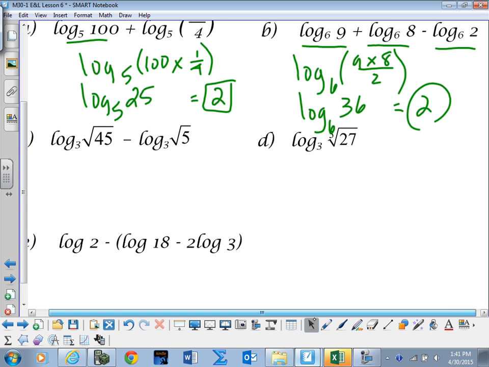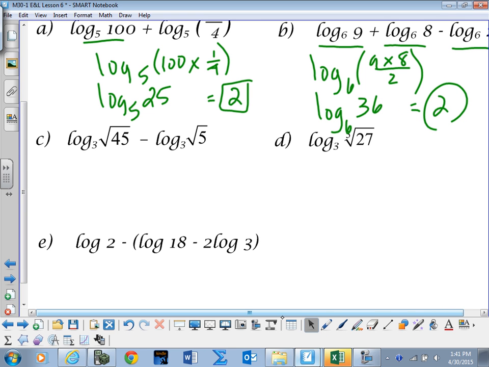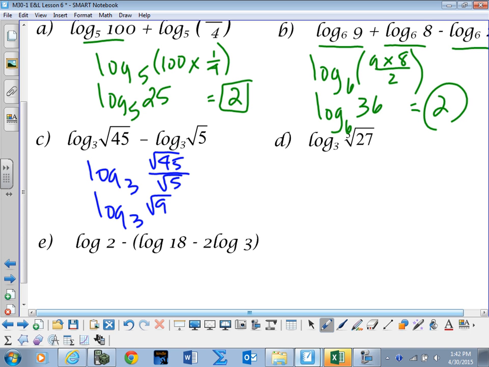All right, we have radicals going on here. So that's okay, let's put them together. We have subtraction, so log base 3. So remember when we're dividing with radicals, if we can divide the radicands, if they divide evenly, we can go ahead and divide them. And root 45 over root 5 divides nicely into root 9.